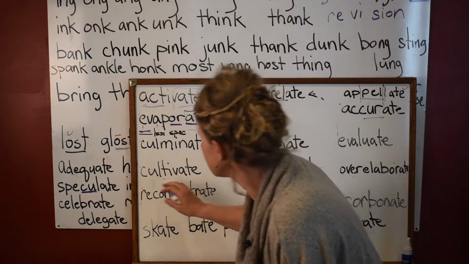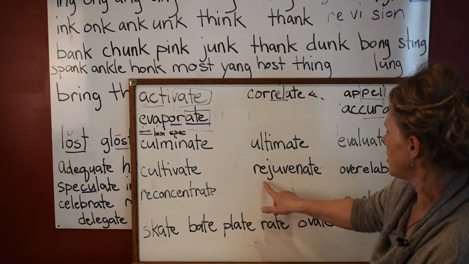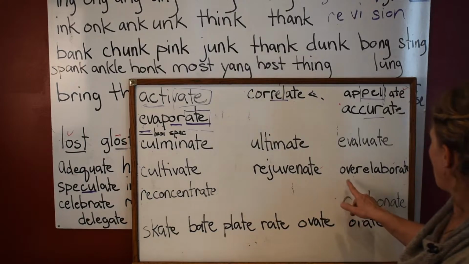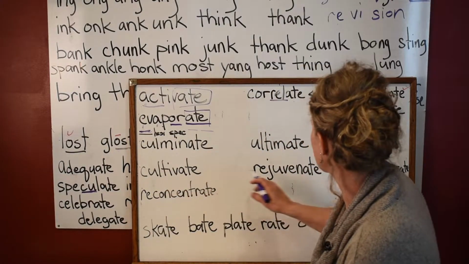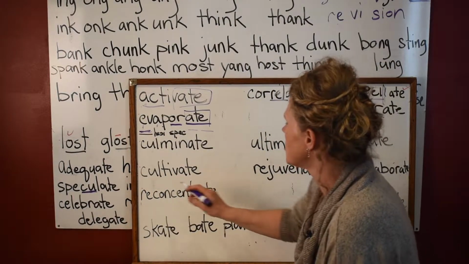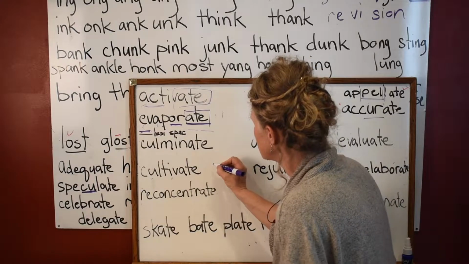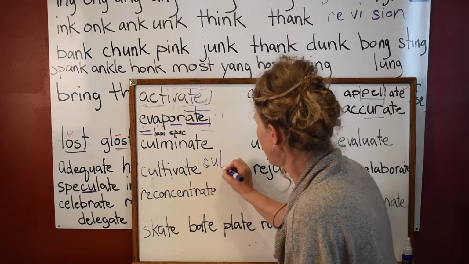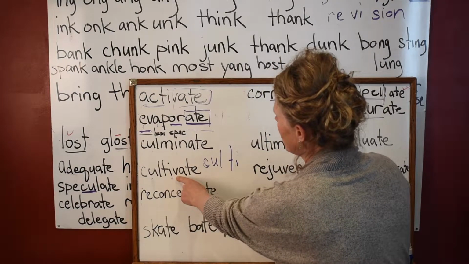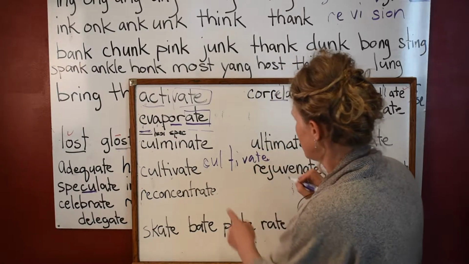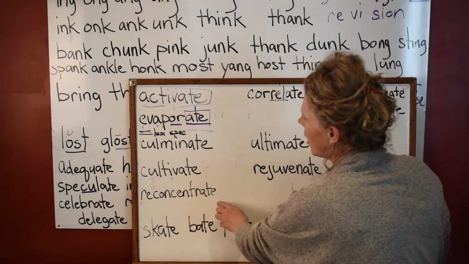All right, now let's look at this. Let's read the words first. Cultivate, rejuvenate, over elaborate. So reconcentrate. Now let's go ahead and break these words apart. Okay, so here's your vowels. And look, there's one in the middle, two in the middle. So we go C-U-L. Okay, and you know this T-I goes here. Now that's a consonant, so we're gonna just go V-A-T-E. Cultivate.